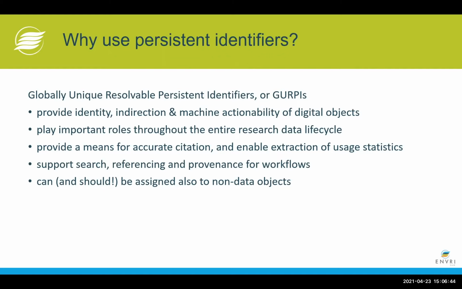First and foremost, maybe people have in mind that they provide, through the identity, a means for accurate citation, and they also enable extraction of usage statistics, for instance. We'll hear more about that later, I think. But they also, very importantly, support search, referencing, and general provenance capture in computer-run workflows.